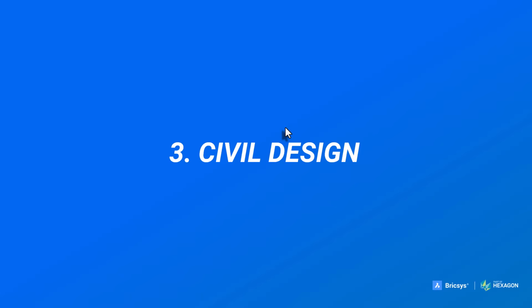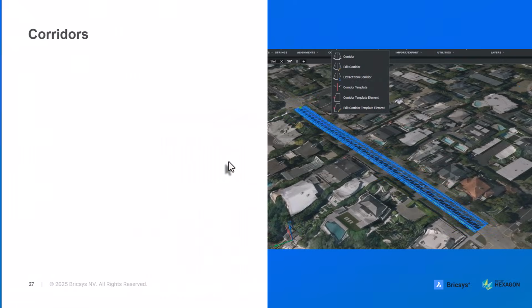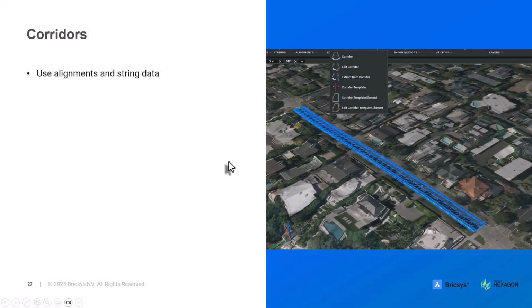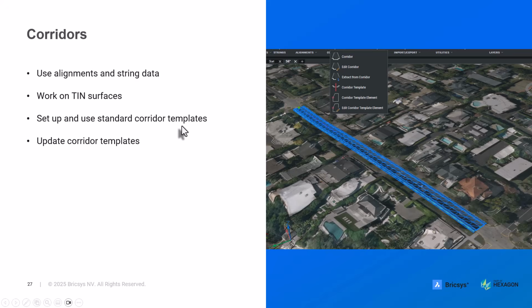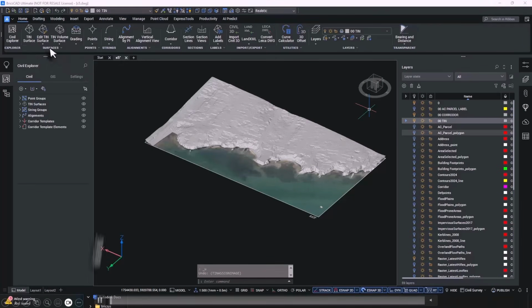So we now move into the final section of our webinar covering civil design. So we'll be looking at some of the basic features inside of BricsCAD Pro. So we'll start with corridors and how you can use string data and alignments to generate a corridor from templates. We'll work on the tin surfaces. We'll use the standard templates. You can customize and make your own templates as needed to sweep along the different stations of the corridor. And as we update them, it will update inside of the corridor.